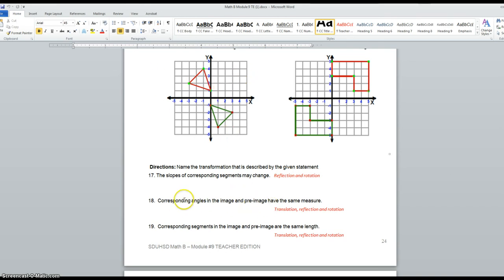Number 18, the angles in the image and pre-image stay the same. That's actually in a translation, a reflection, and rotation. In other words, the image isn't growing. And lastly, translation, reflection, and rotation for that one.